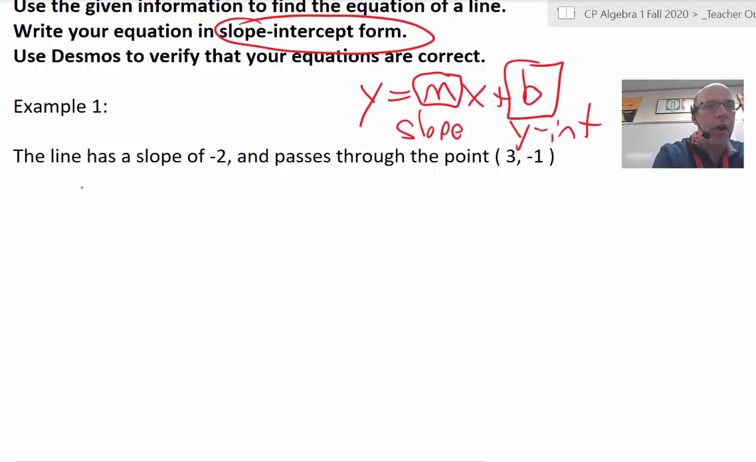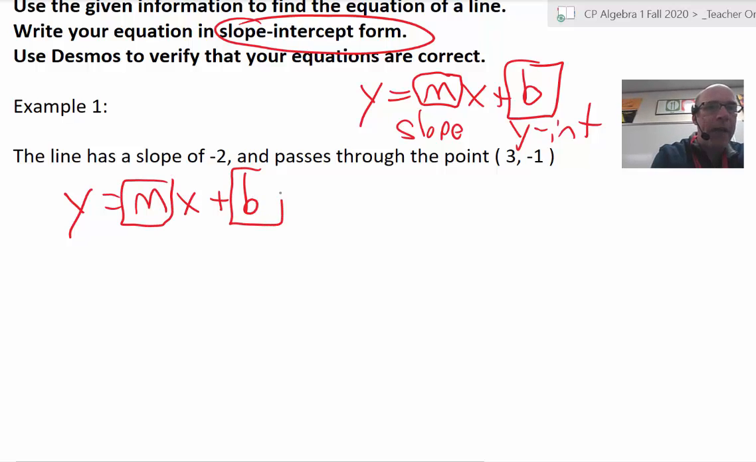Here's how I suggest you start. You start off by writing slope-intercept form, y equals mx plus b, and remind yourself that your goal is to figure out what m is and what b is. Ask yourself, do you have any information about either of those two things? Well, I hope you'll agree right away, they've told me the slope is -2, and we know that that's m. So we know m is -2.